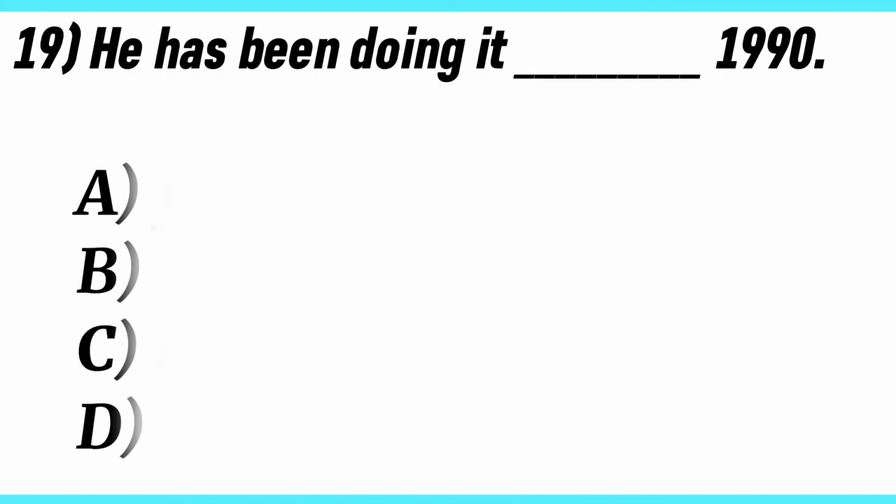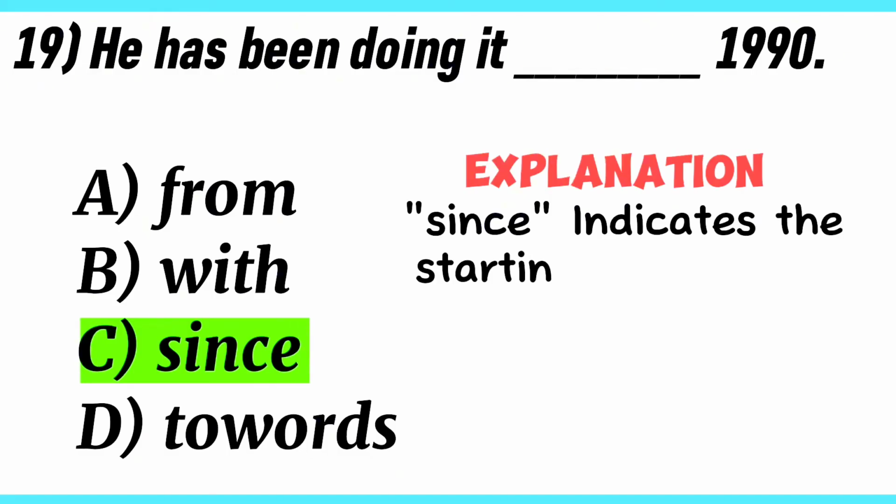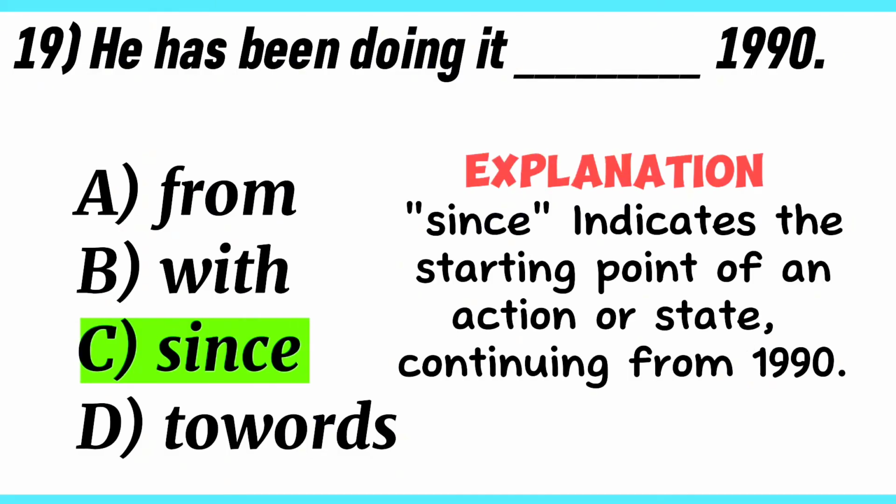He has been doing it dash 1990. The correct answer is option C, since. Explanation: since indicates the starting point of an action or state, counting from 1990.